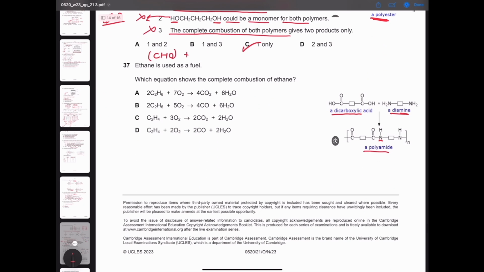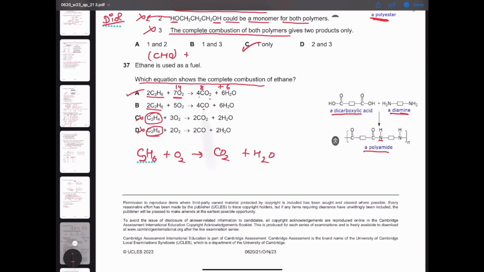Now, ethane is used as a fuel. Which equation shows the complete combustion of ethane? So ethane is C2H6 plus O2 giving CO2 plus H2O, right? So first of all, this is not ethane, this is not ethane, cancel, cancel. So here they will put a 2, all right. 7 oxygen here means total 14 oxygens they have put here, and 4 times 2, 8 here, plus 6, 14. Oxygen is balanced, all right. So the answer appears to be A because it's a balanced equation.